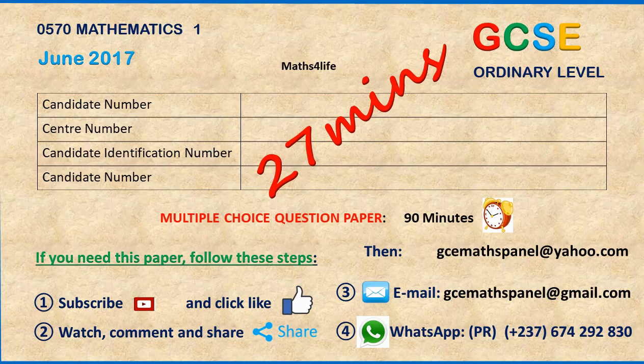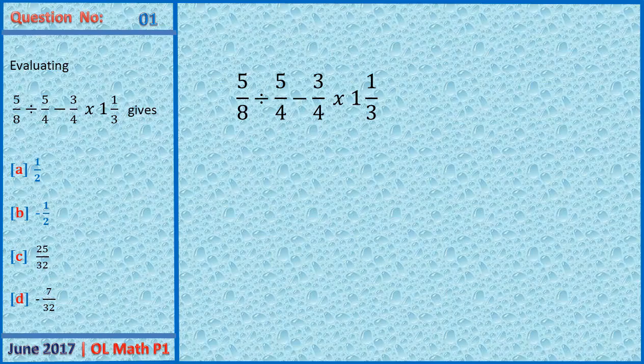Let us begin with the first question on this Paper 1 of June 2017 Ordinary Level. The first question involves BODMAS. So we start with the division. That gives us 5/8 times 4 on 5. To divide means to multiply by the reciprocal. So when you cancel out, you have a half.